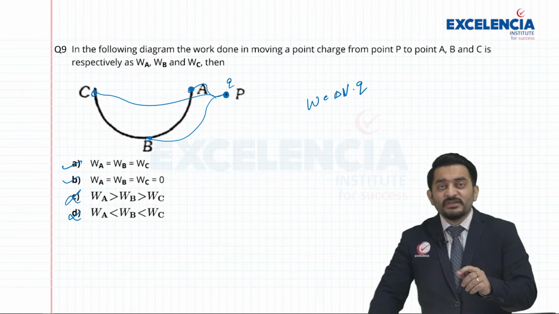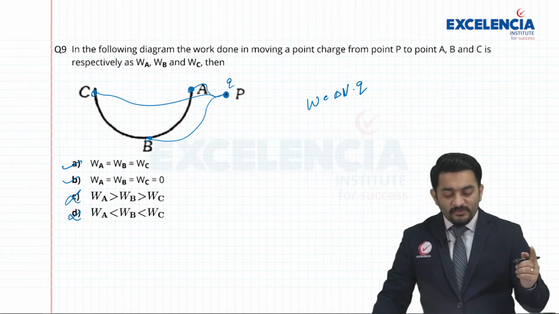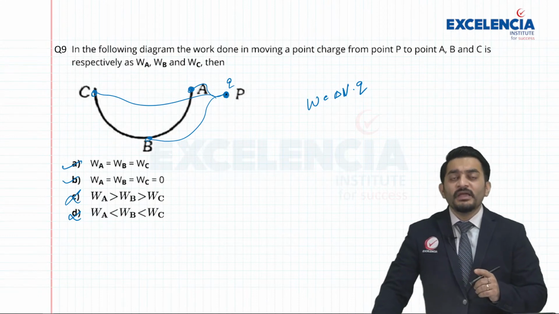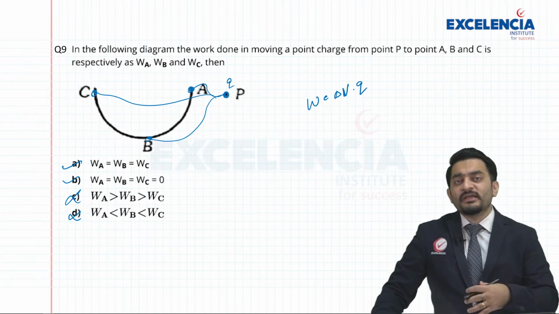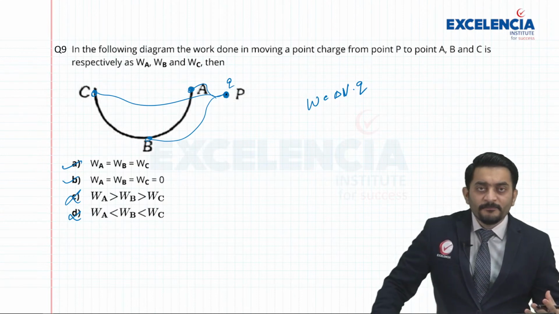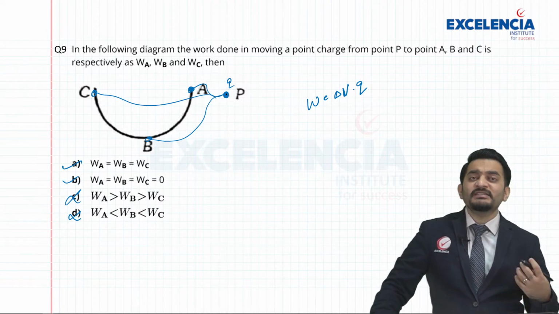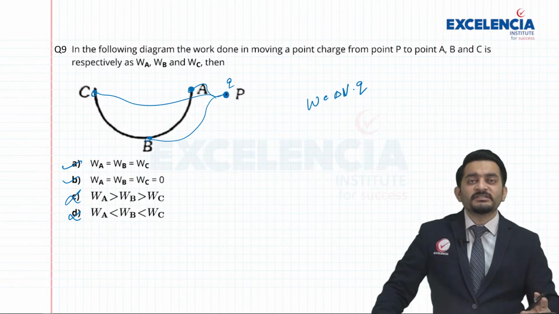In A and B and C you need to understand that when you take the charge to point A, or to point B, or to point C, in all 3 cases you are not doing work against any electric field line, or even along the electric field line, because you can't see any other charge which is present except the charge which is present at point P.